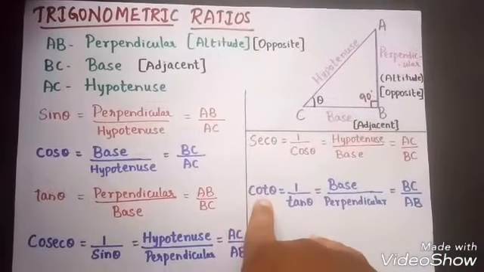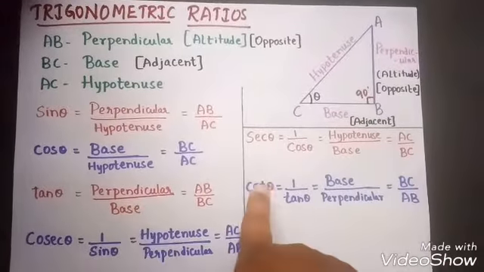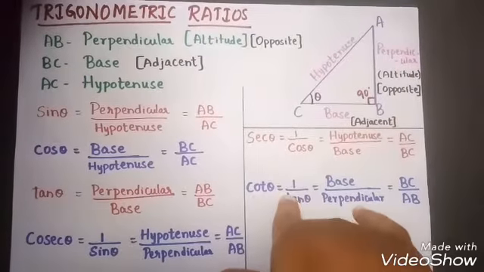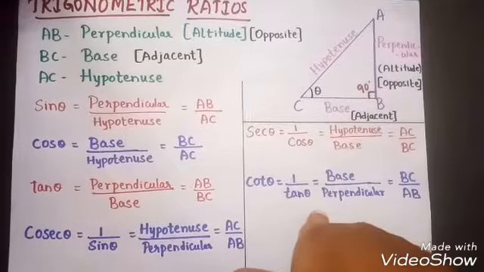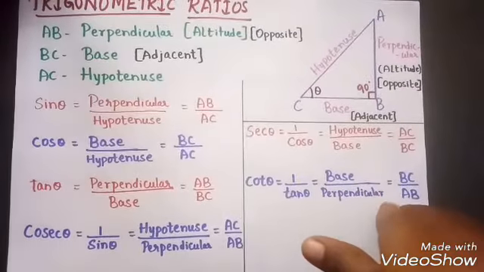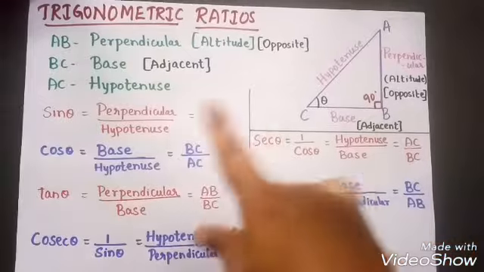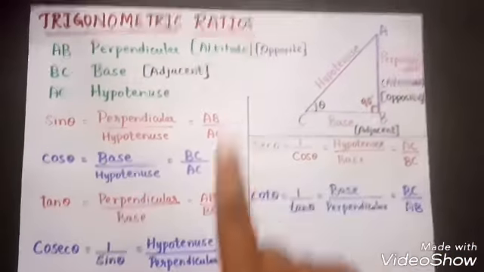Cot theta is the reciprocal of tan theta. 1 by tan theta we write as cot theta, and that is base by perpendicular, or BC by AB. So these are the 6 trigonometric ratios we study in trigonometry.